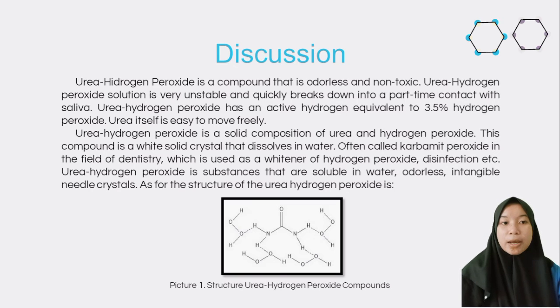This compound is a white solid crystal that dissolves in water, often called carbamide peroxide in the field of dentistry, which is used as a source of hydrogen peroxide. Urea hydrogen peroxide is a substance that is soluble in water, odorless, in the form of needle crystals. As for the structure of urea hydrogen peroxide, see picture 1, structure of urea hydrogen peroxide compounds.